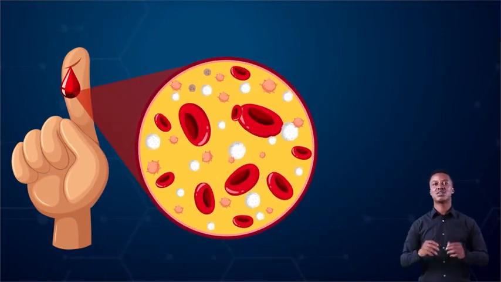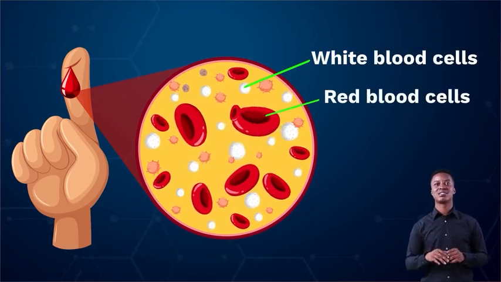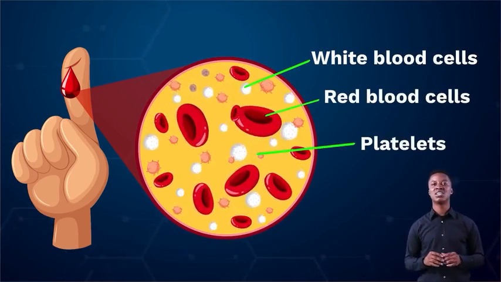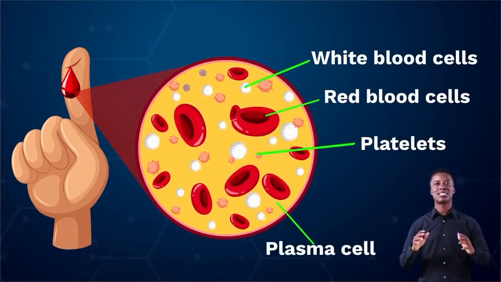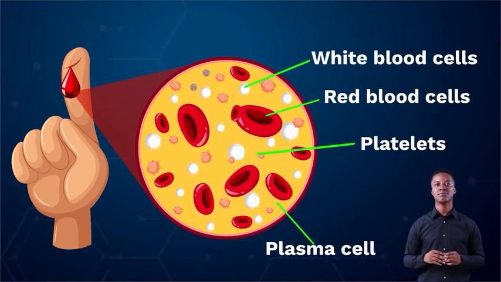Now, blood is a mixture because it contains different substances such as our white blood cells that fight diseases, red blood cells that help transport oxygen around the body, platelets which help with the clotting of our injuries, plasma cells which help in the circulation of dissolved nutrients around the body.